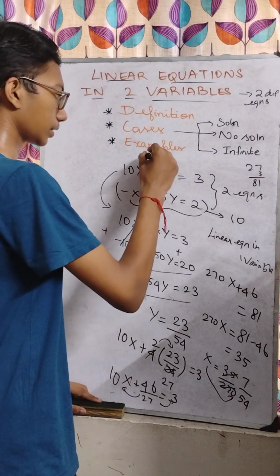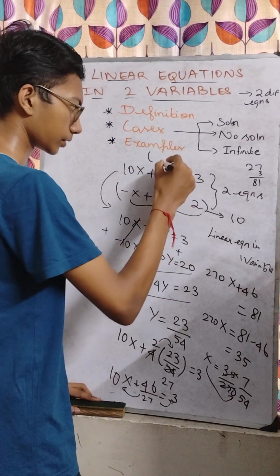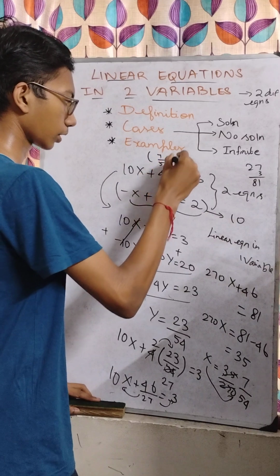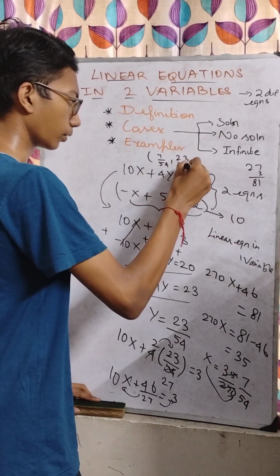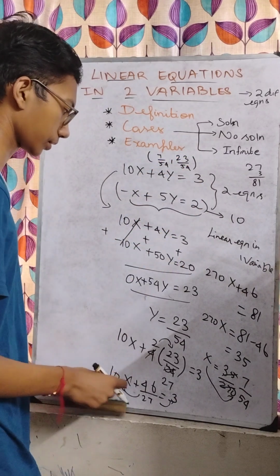How do we write the answer? We have to write it as an ordered pair: 7 by 54, comma, 23 by 54. This is the answer for this question.